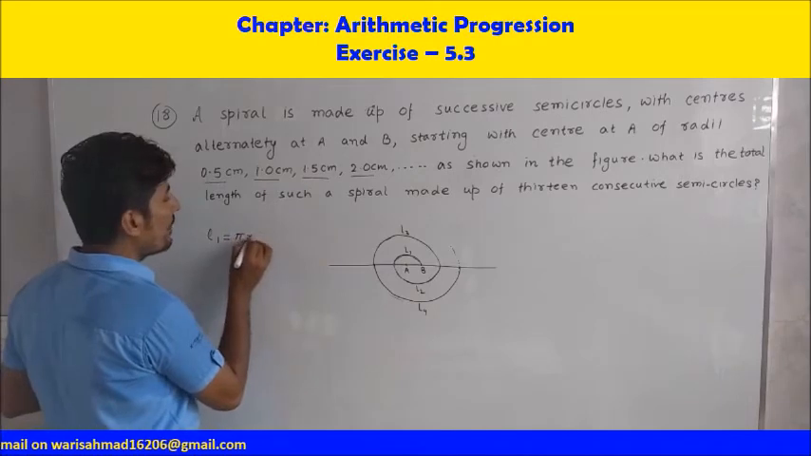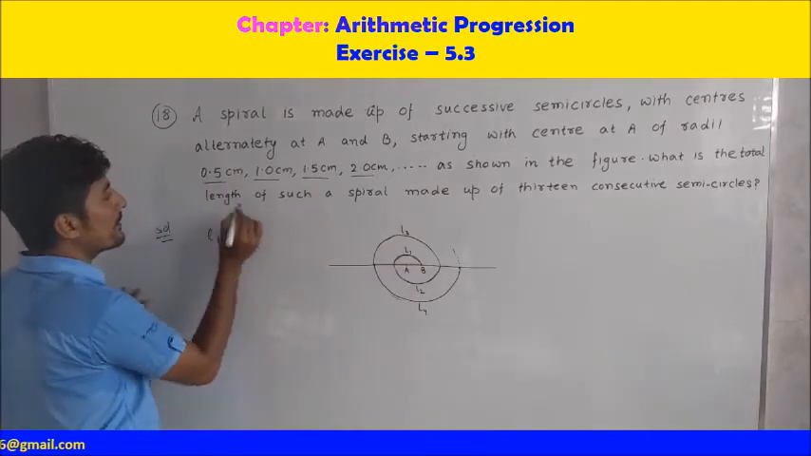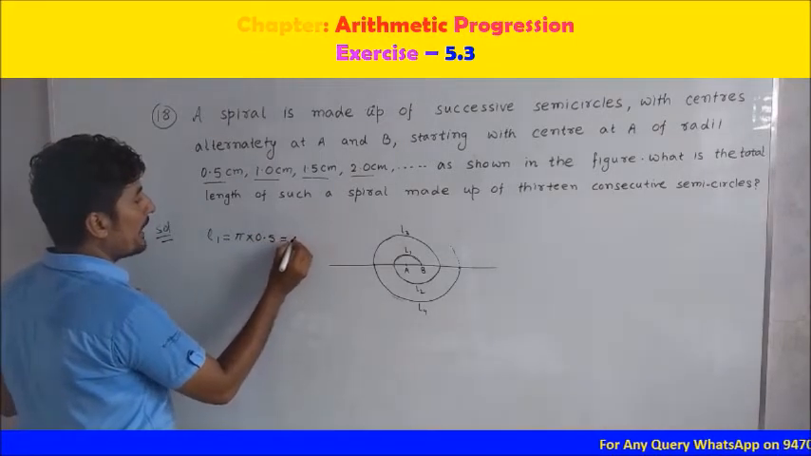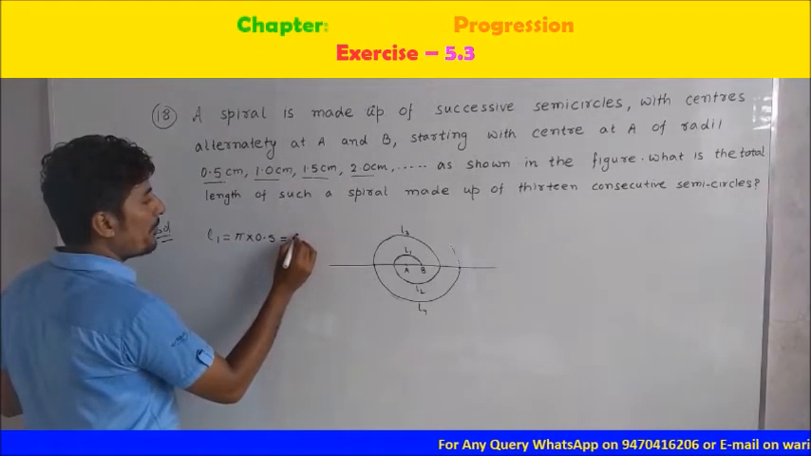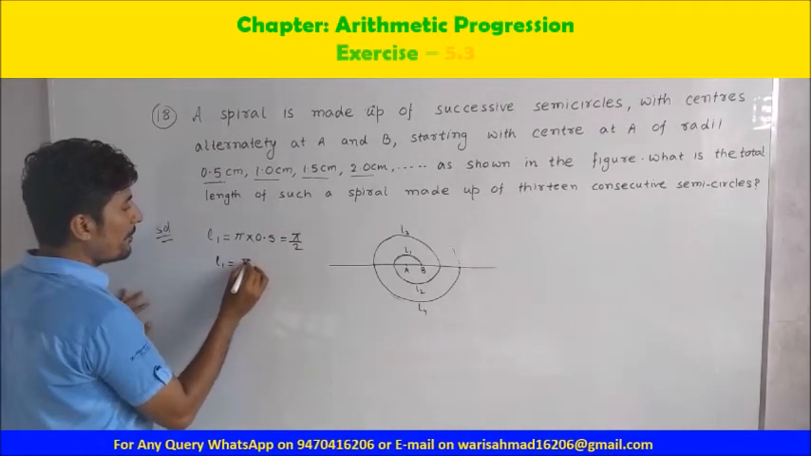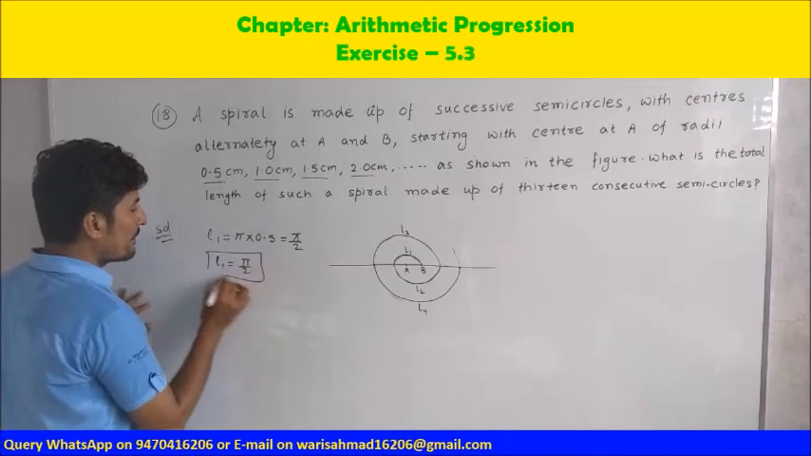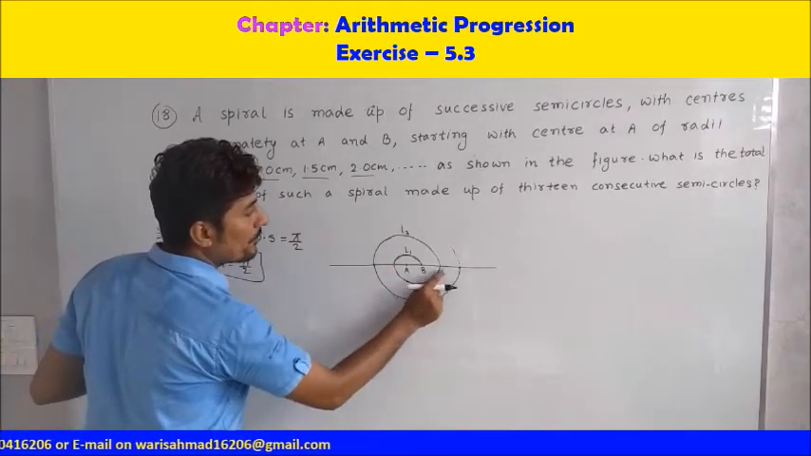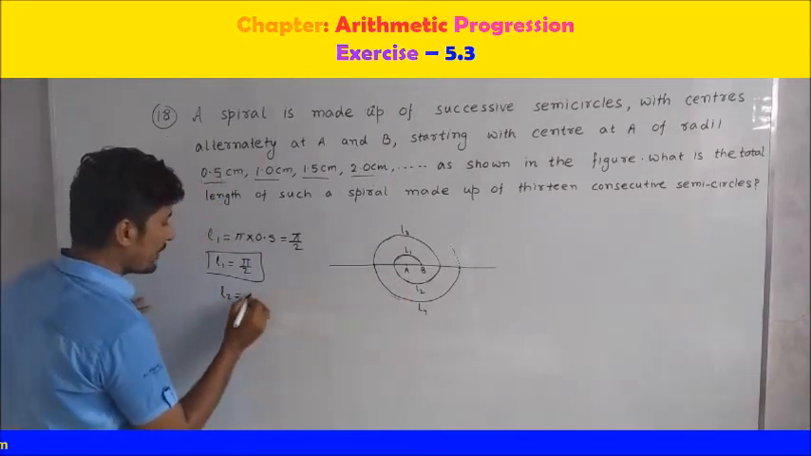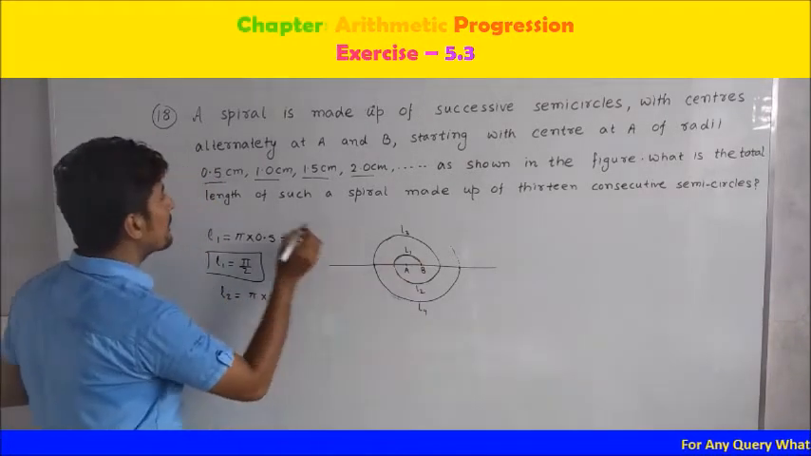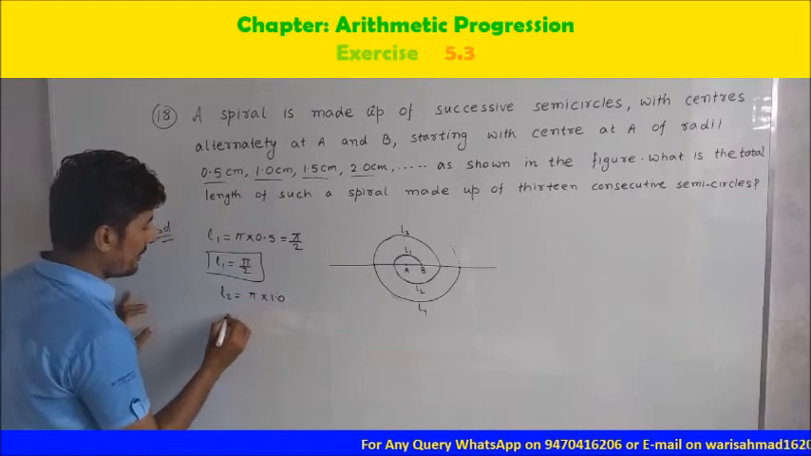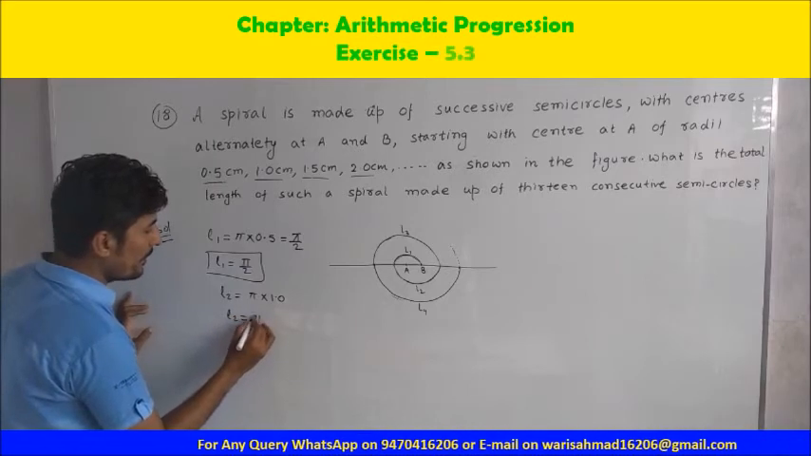Pi into radius. The radius of the very first one is given as 0.5 centimeter. So we can write here 0.5 centimeter, or that will be equal to pi upon 2. Means the value of L1 we got is pi upon 2. Similarly, we have to find the length of L2. L2 will be equal to pi into radius. The radius of the second semicircle is given as 1.0 centimeter. So the value of L2 is equal to pi.